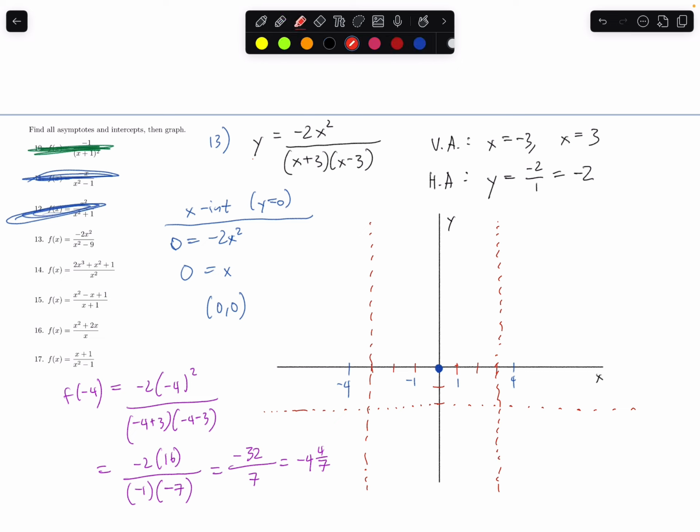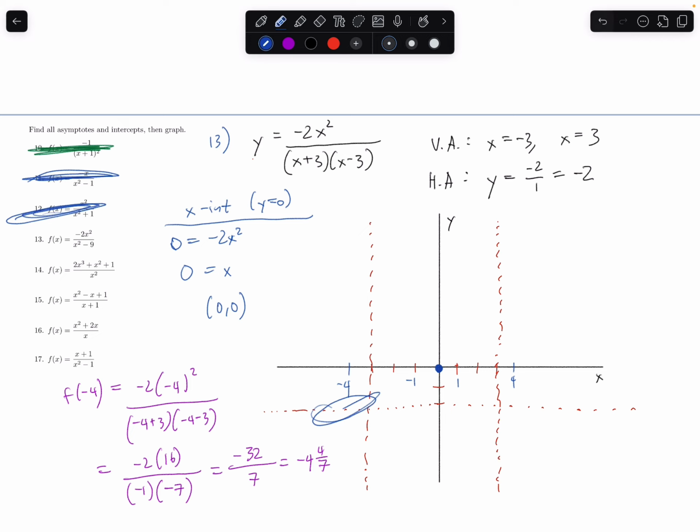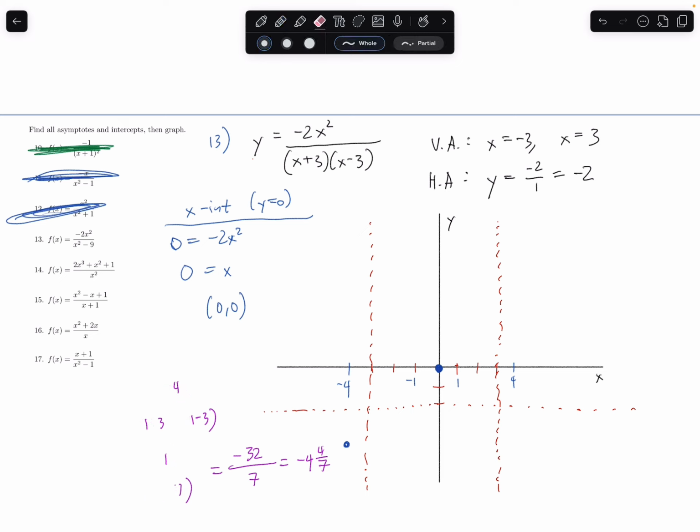So where does that put me in terms of my graph? That puts me below the horizontal asymptote of negative 2, right? So, okay, main thing to know is that you're below somewhere, or about here somewhere. Okay, that's not totally accurate. I just kind of estimated the distance there. But somewhere below the horizontal asymptote. Negative 4 is definitely below the horizontal asymptote of negative 2.